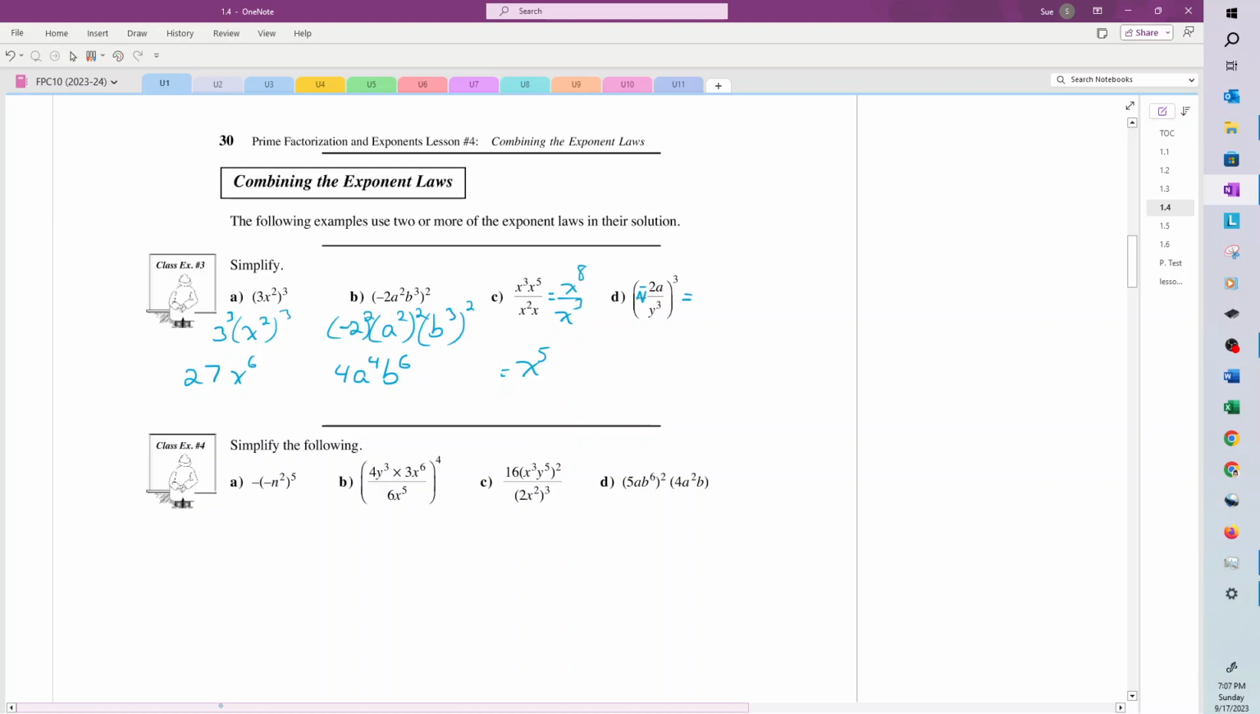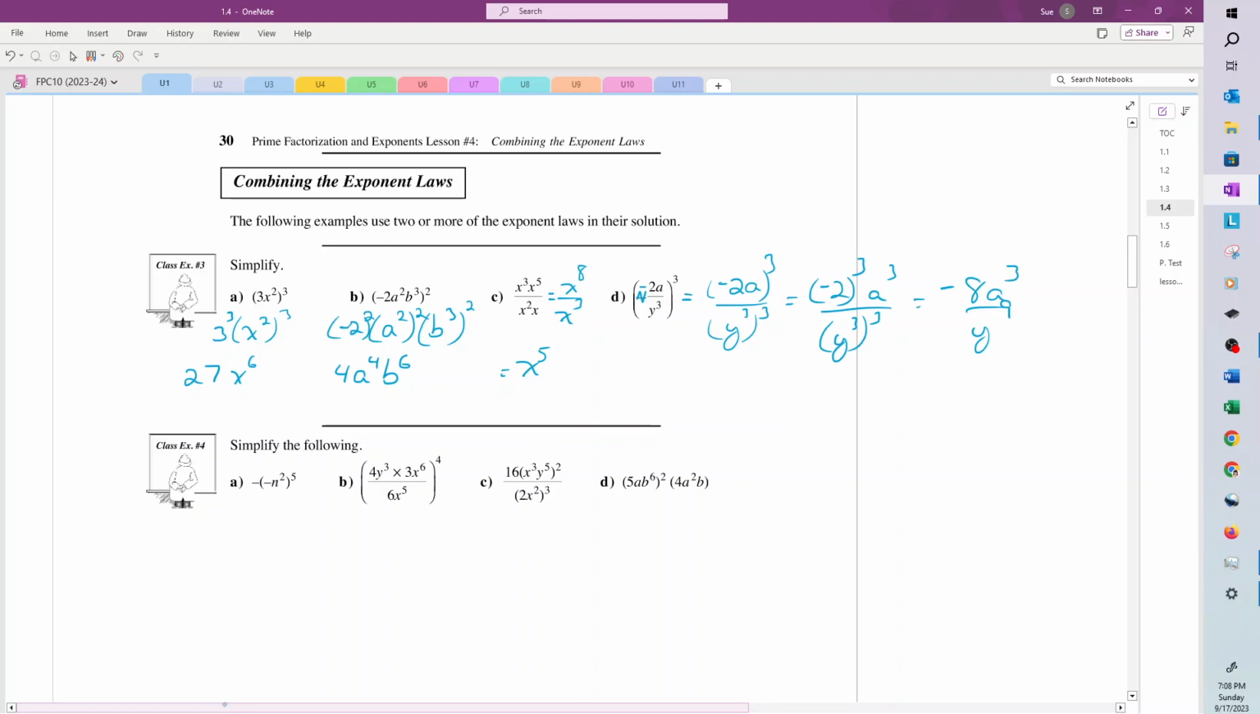So if I write out the whole thing, it's going to be -2a cubed over y cubed, all cubed. But I would just skip that step and go right to -2 cubed times a cubed over y cubed cubed. So 2 cubed is 8, and a negative cubed is going to be a negative, so that's going to be -8a cubed over y to the 9.